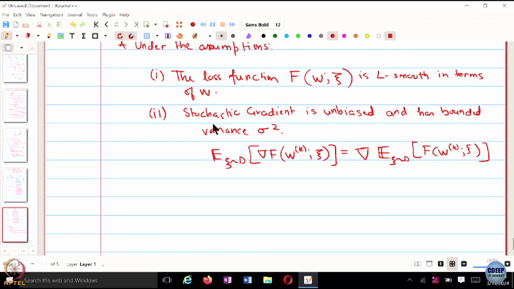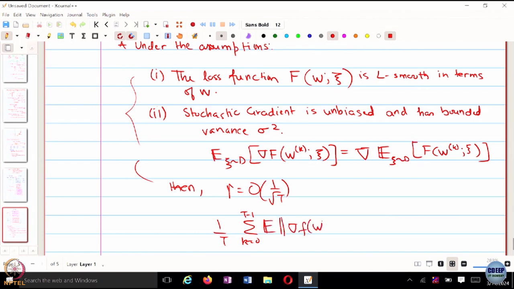So the result says that if these two assumptions are satisfied, and if you use a step size of the order, let's say 1 over square root of t, then you have 1 over t summation, the running average of the gradient norms, and that is going to be order sigma over square root of t. So as t becomes larger and larger, eventually you have order 1 over square root of t convergence, but it also depends on the data variance. If the variance is large, then obviously you're going to require a larger number of iterations.